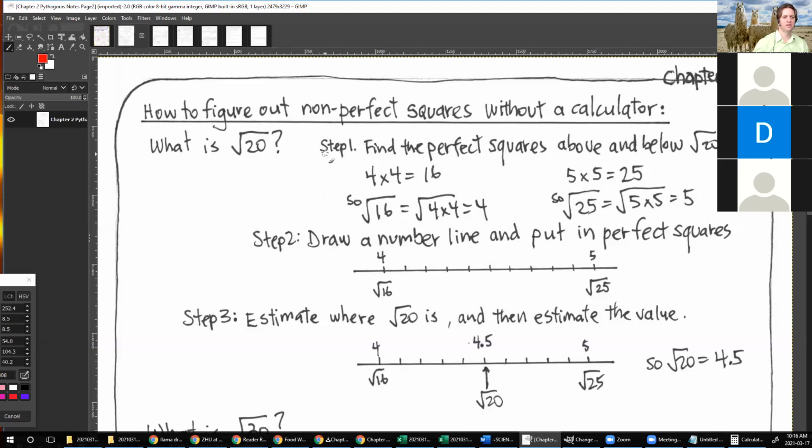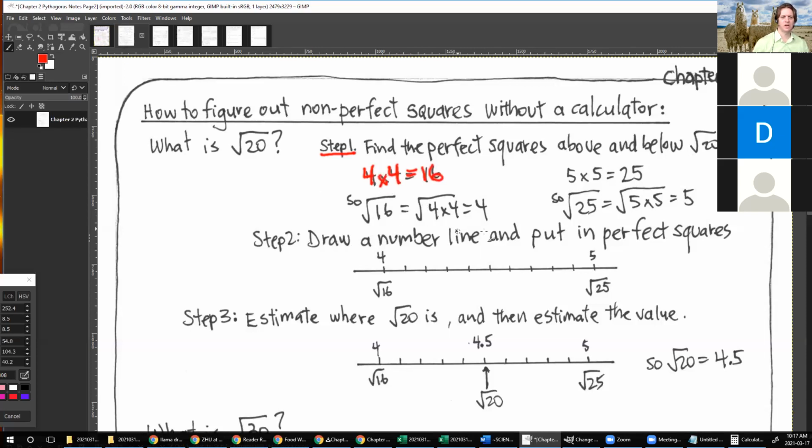So step 1 is I'm going to find the perfect squares above and below. Perfect squares, remember, are whole numbers. So what are 2 whole numbers? Well, 4 times 4 is 16. That's a whole number. 4 times 4, that's too low. And 5 times 5 is 25, and it's too high. And that's perfect. That's what we want to do as the first step.